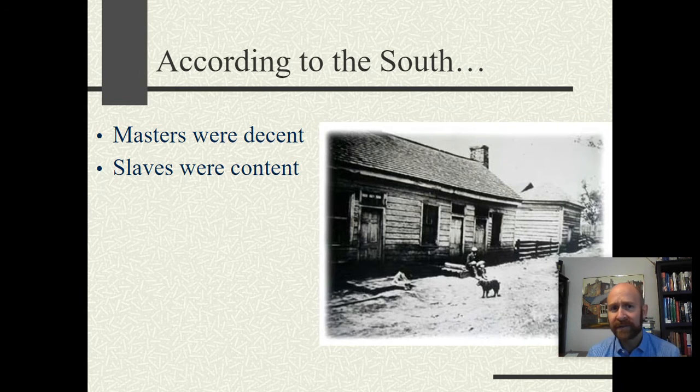And they're also going to argue that they're content because they don't have to worry about finding a job like you have to worry about in the North. They don't have to worry about a roof over their head. They don't have to worry about food on their plate. All of that is provided for them. If you're poor in the North, there's no social safety net at this time period. There's no welfare, there's no unemployment, there's no disability, there's nothing like that. And so if you're poor, every day is a battle to figure out how you're going to survive.